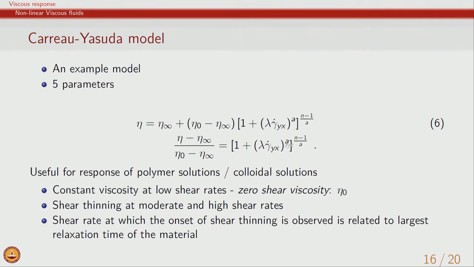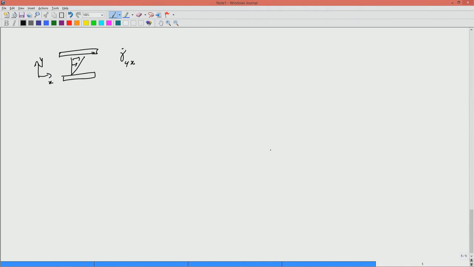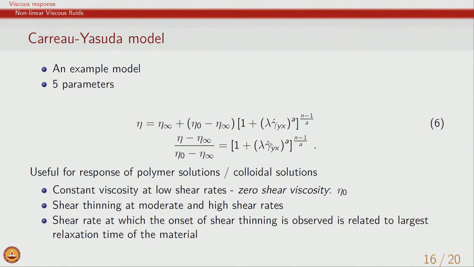So, you can see that it is a fairly complicated algebraic expression, and eta is a function of strain rate. Therefore, the material function that is being analyzed here is eta as a function of gamma dot yx. This is not a function of time, nor is it a function of anything else, only a function of the strain rate that is being applied. And this model is quite useful for a variety of polymer solutions and colloidal solutions at low concentrations of colloidal particles.